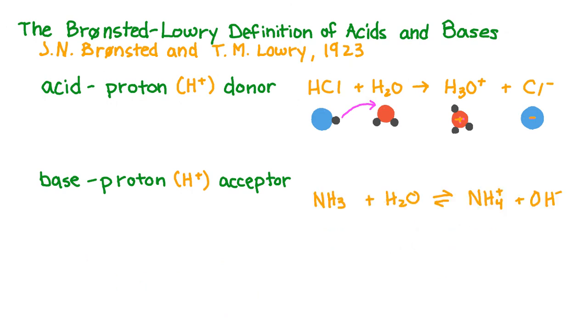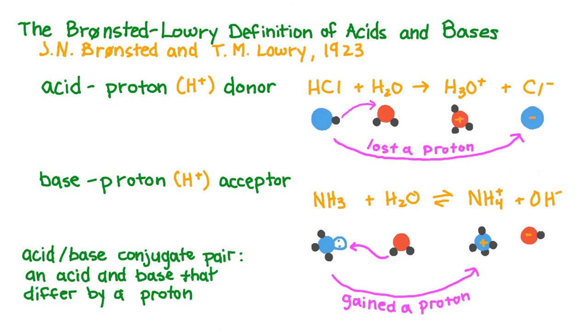Now let's take a look at a reaction with a base. In this reaction, we have ammonia reacting with water. This was the chemical species that gave us trouble with the Arrhenius definition of bases. In this reaction, ammonia, or NH3, has a lone pair, which is the perfect site to accept a proton, which it accepts from water. Once ammonia accepts this proton, it is now NH4+, and water, having lost a proton, is now OH-.